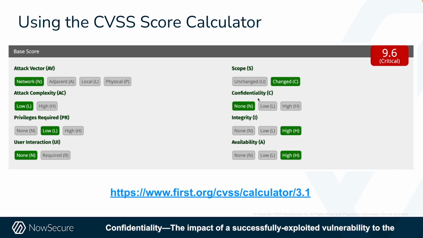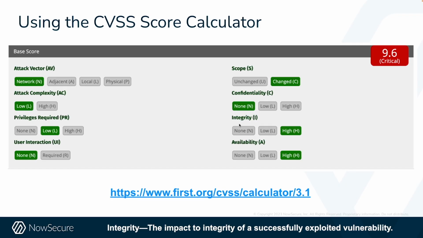Confidentiality. The impact of a successfully exploited vulnerability to the confidentiality of the information resources managed by a software component. Confidentiality refers to limiting information access and disclosure to only authorized users, as well as preventing access by or disclosure to unauthorized users.